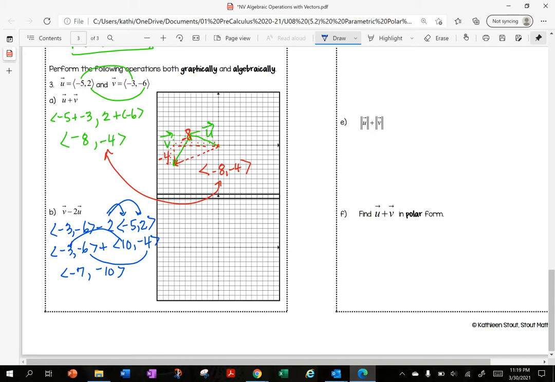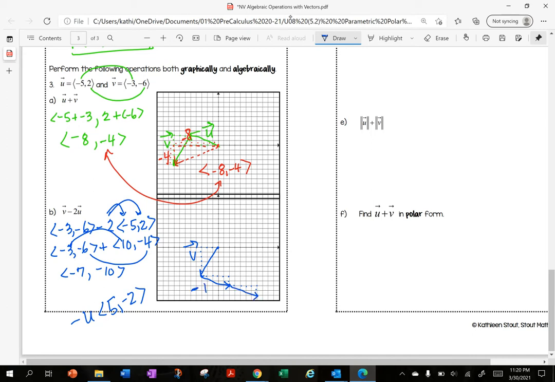So I could do, I'm going to start with v. Here's my origin. So v is negative 3, negative 6: 1, 2, 3, 1, 2, 3, 4, 5, 6. So this is v. And negative 2u. So negative u is going to be positive 5, negative 2. And I want 2 of those. So positive 5: 1, 2, 3, 4, 5, 1, 2. 1, 2, 3, 4, 5, 1, 2.